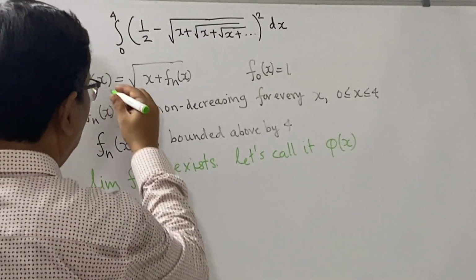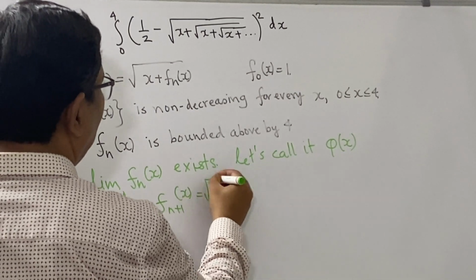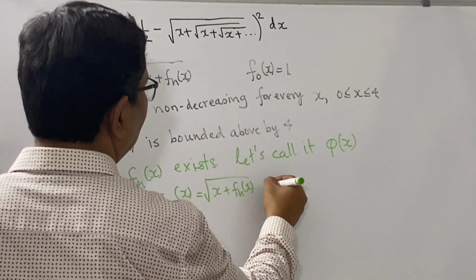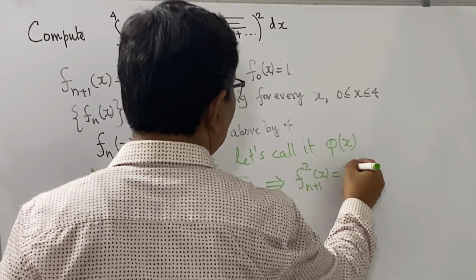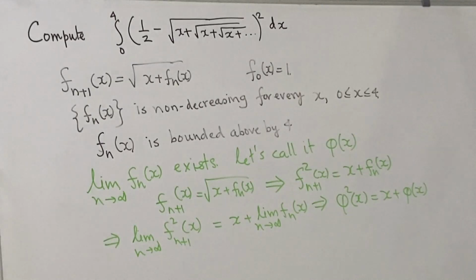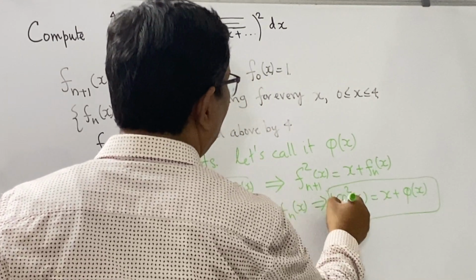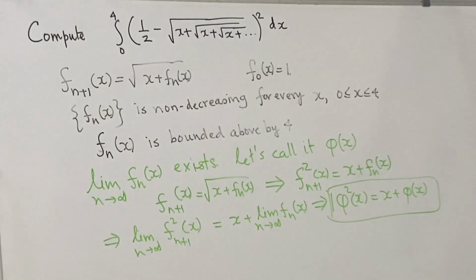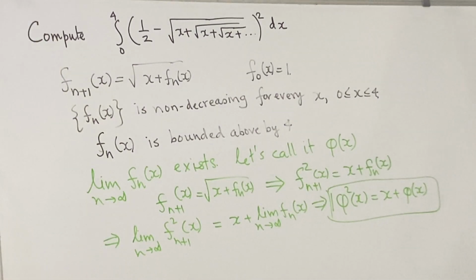Now let us call this limit phi of x. If we use the relation f(n+1)(x) equals the square root of x plus fn(x), this will give us f(n+1) squared of x is equal to x plus fn(x). By taking limits on both sides, we get this interesting relationship that the limit function must satisfy: phi squared of x is equal to x plus phi of x. Now let us use this to obtain the limit. It's a simple quadratic equation, so we will try to solve it to obtain phi of x.